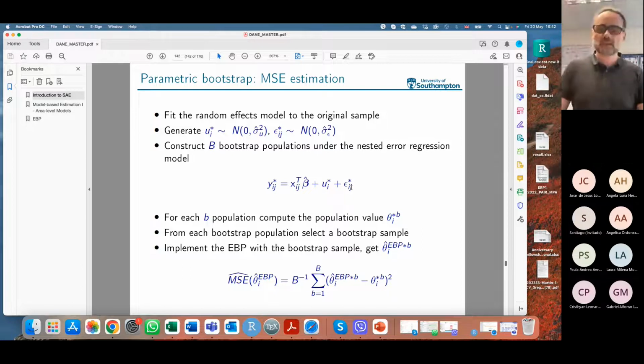and then you implement the EBP method. So for each bootstrap sample that you are selecting, you are implementing the EBP methodology, and then at the end, the mean square error estimator is the square differences between the EBP estimates and the true values in the bootstrap population. Okay, so it's a purely parametric bootstrap.